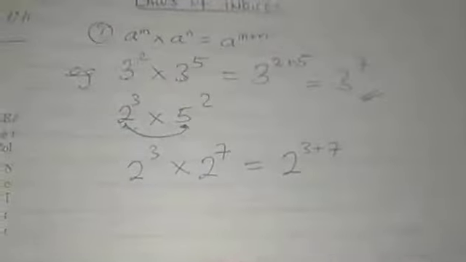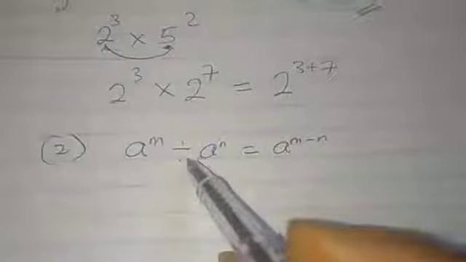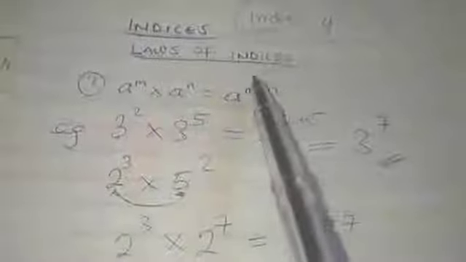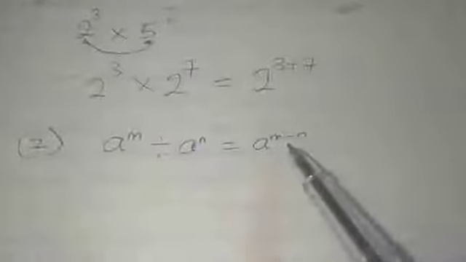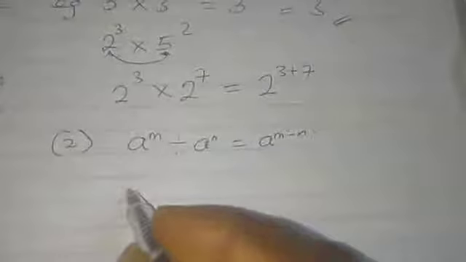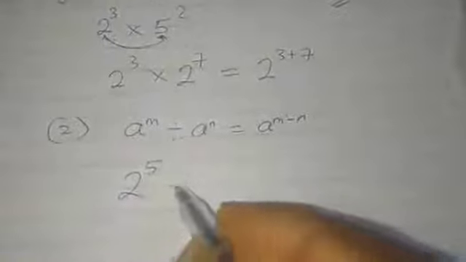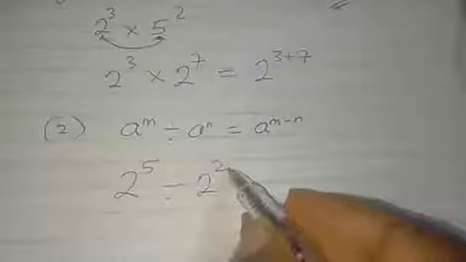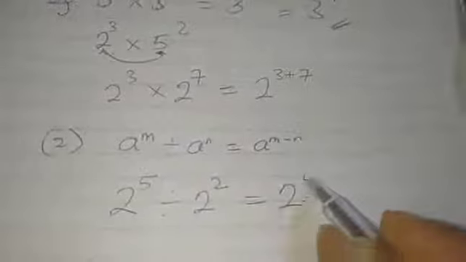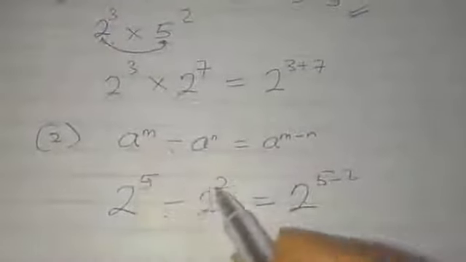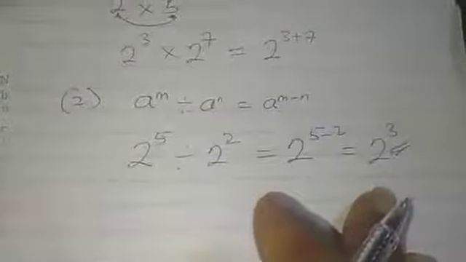So that is that. Another one says a raised to power m divided by a raised to power n is equal to this. As you have it under multiplication, the powers become addition. When you have the division, the law says you subtract. For instance, you have 2 raised to power 5 divided by 2 raised to power 2. So this is just 2 raised to power 5 minus 2. That is this minus this. So 2 raised to power 5 minus 2 will give me 3. So that is that about that.